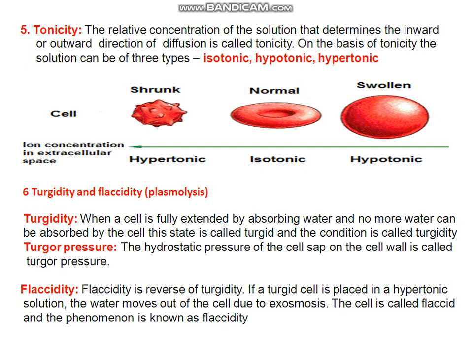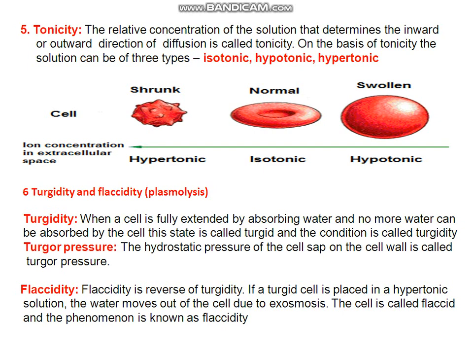Now turgor pressure. When the cell absorbs water, a hydrostatic pressure is created in the cell sap. That is why the cell sap pushes pressure on the cell wall. This is called turgor pressure. So the hydrostatic pressure of the cell sap on the cell wall is called turgor pressure. Once again I am repeating, the hydrostatic pressure of the cell sap on the cell wall is called turgor pressure.